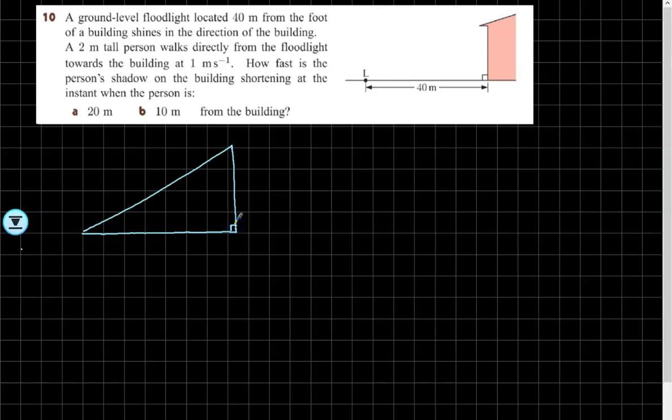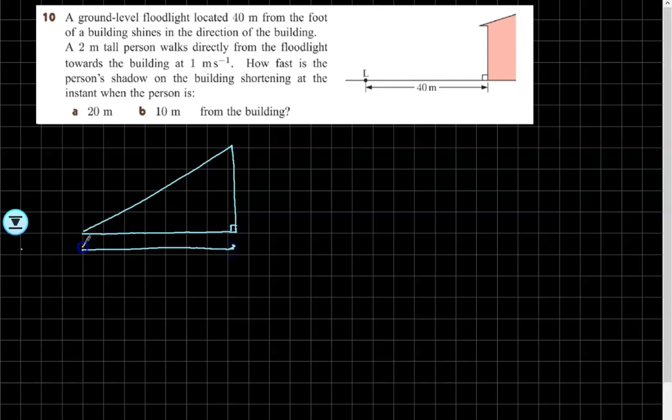What's the most concerning thing about reading this question? I know what it is for me. 2 meter tall person. I feel very short. Anyway, so we've got our diagram.